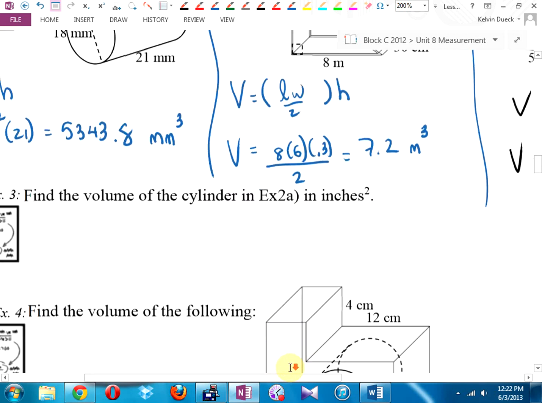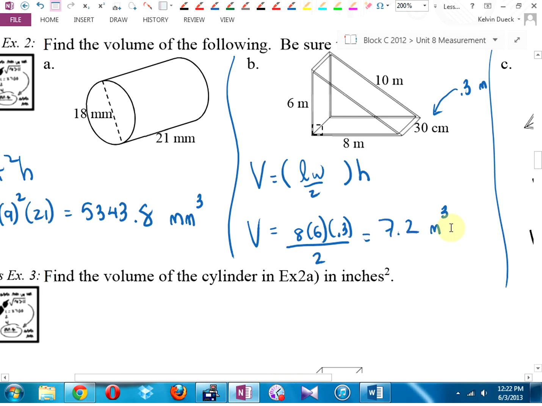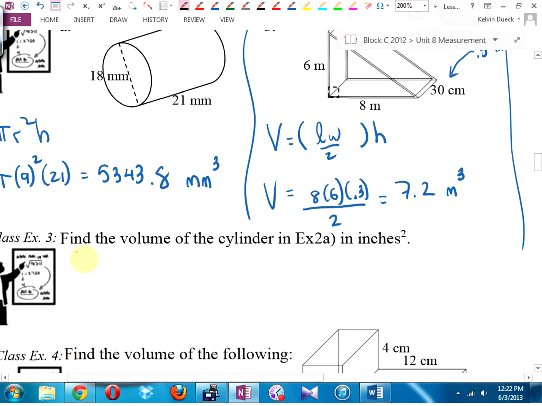Number 3 says, find the volume of the cylinder in example 2 in cubic inches. So we have this in cubic, we have this in cubic millimeters. So now we need to do a conversion. We're going to go 5,343.8 millimeters cubed. We're going to start out writing down what they gave us. Do I have a way to go from millimeters to inches? I can go from millimeters to what?